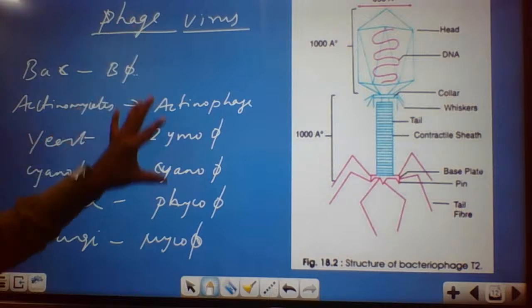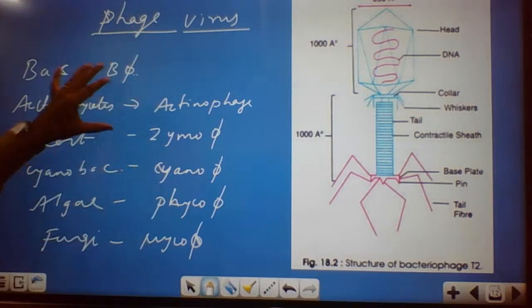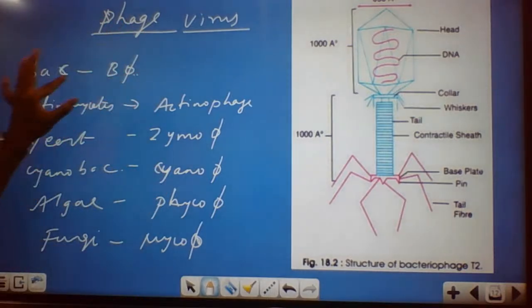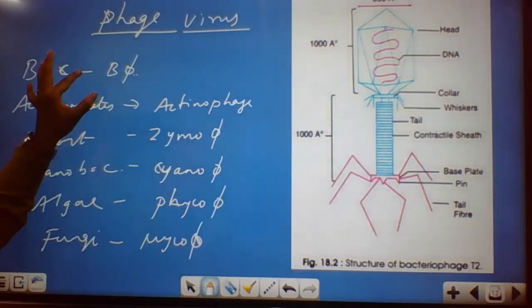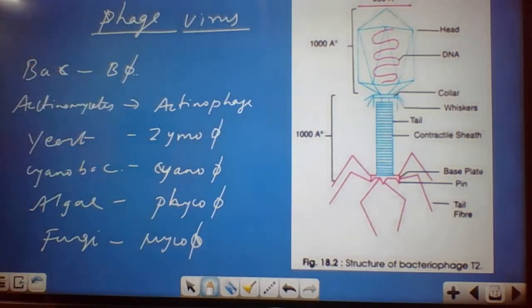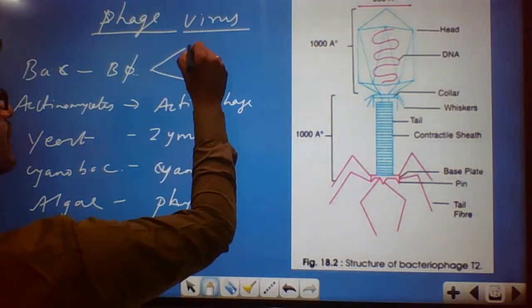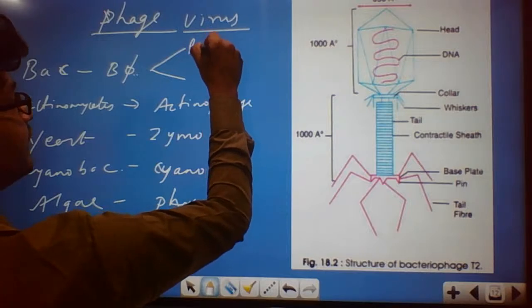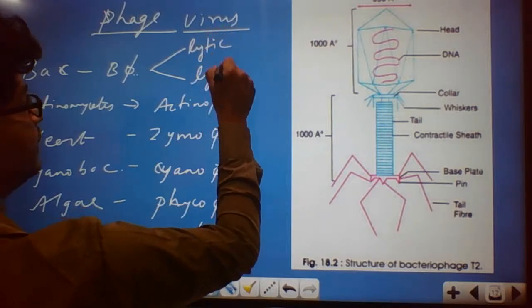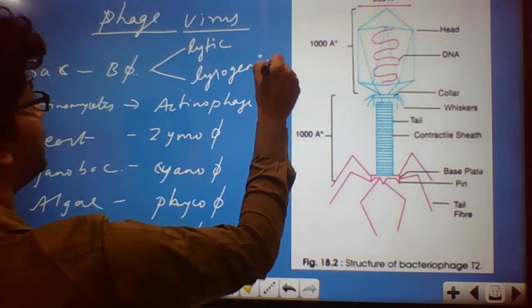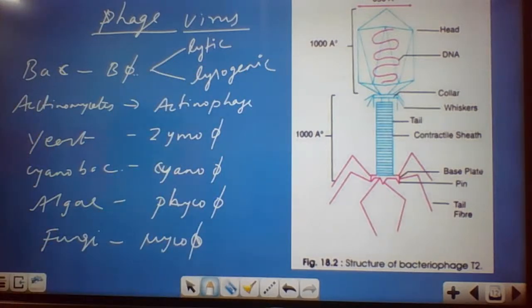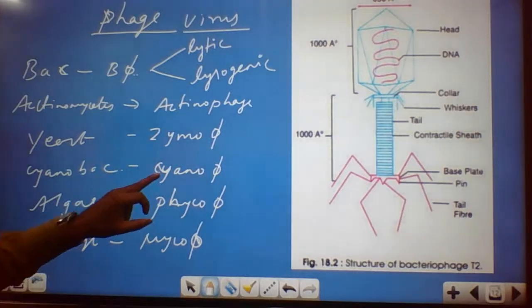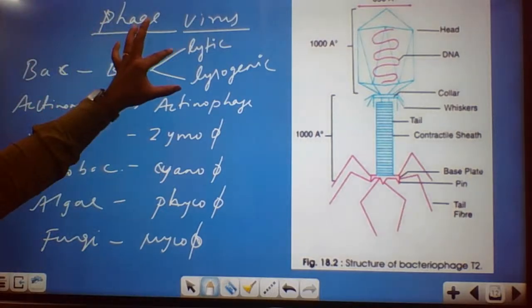Okay, these are the different phage viruses we're talking about. But in the textbook, often they give mostly the bacteriophage. This bacteriophage has the ability to affect the bacteria, and this takes two types of life cycle that I told you already: lytic cycle and lysogenic cycle. For cyanobacteria, it's a cyanophage, and it takes lytic or lysogenic cycle.